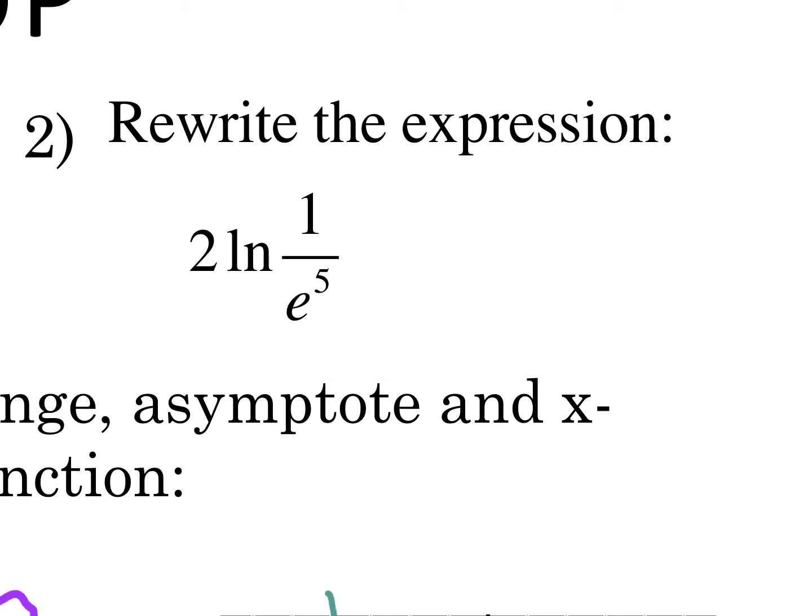All right, what's one way to do this? Because again, I'm going to tell you that there's more than one way to do this. And after we learn today's lesson, I would say you can even bring in another way to do it. But what's one way to do 2 ln of 1 over e to the 5th?